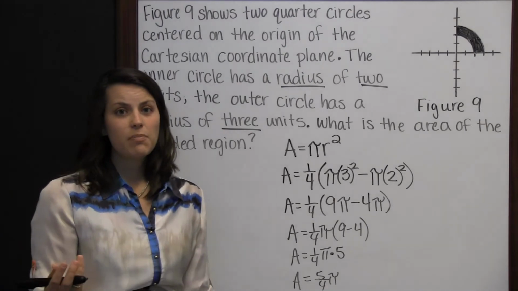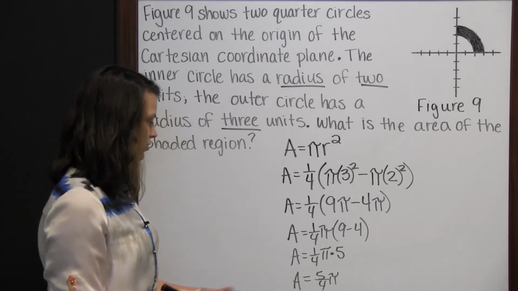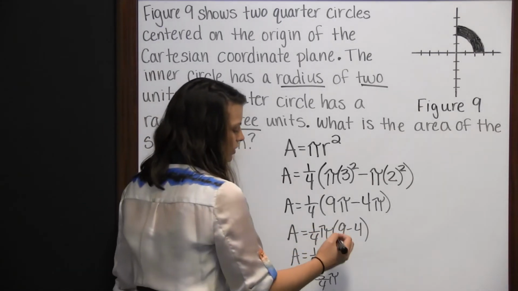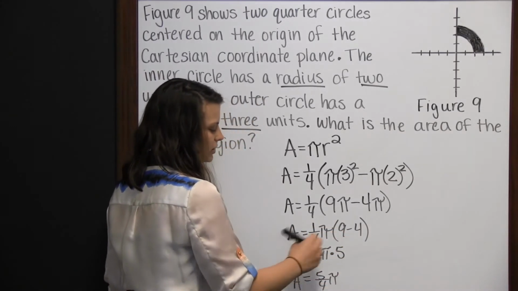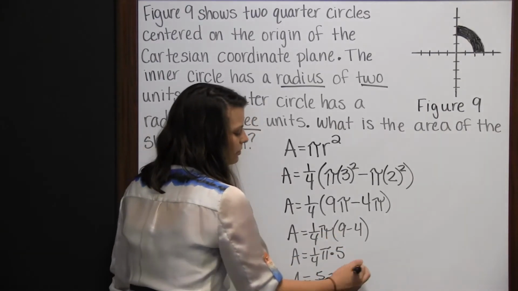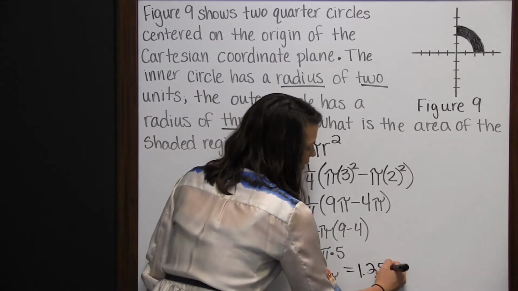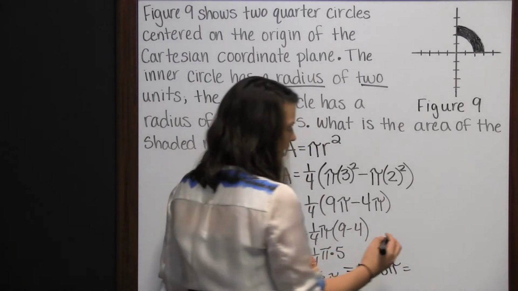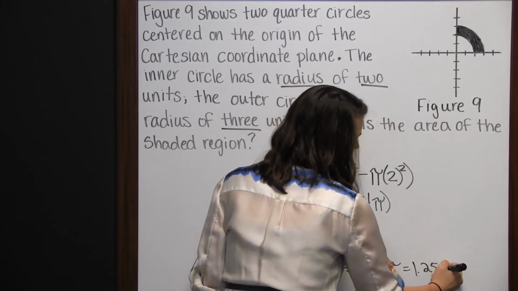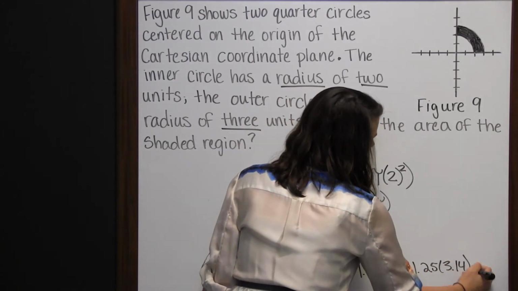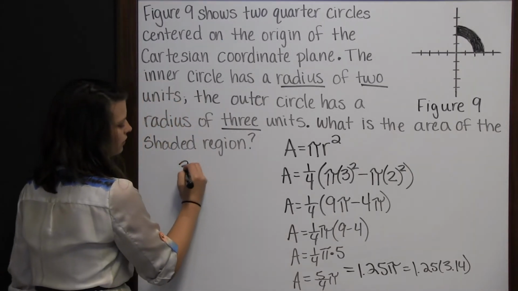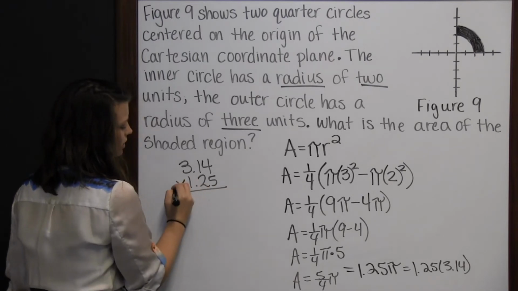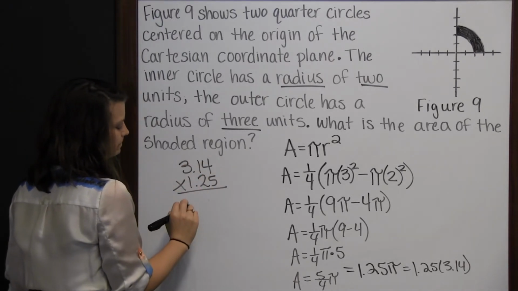But of course, if you're needing to bubble this in on an answer sheet, then you don't have the option of bubbling pi. So we're going to have to multiply 5/4 times pi. And 5/4 times pi is 1.25 pi. And for pi, we'll just use 3.14. So we're doing 1.25 times 3.14. And that I'm going to do over here. So 3.14 times 1.25. And that's my pi.